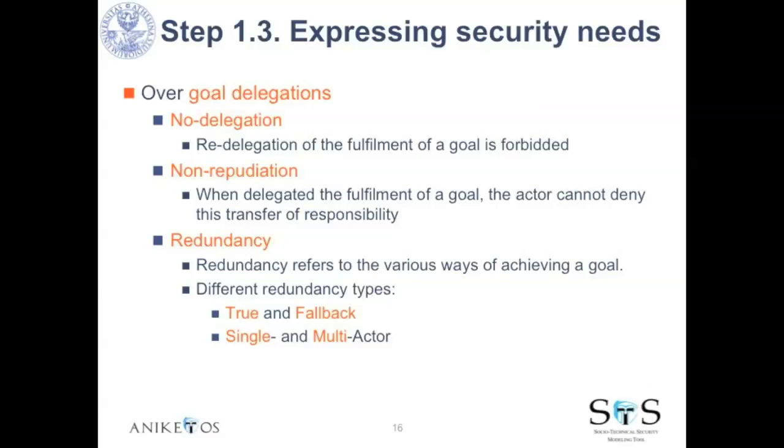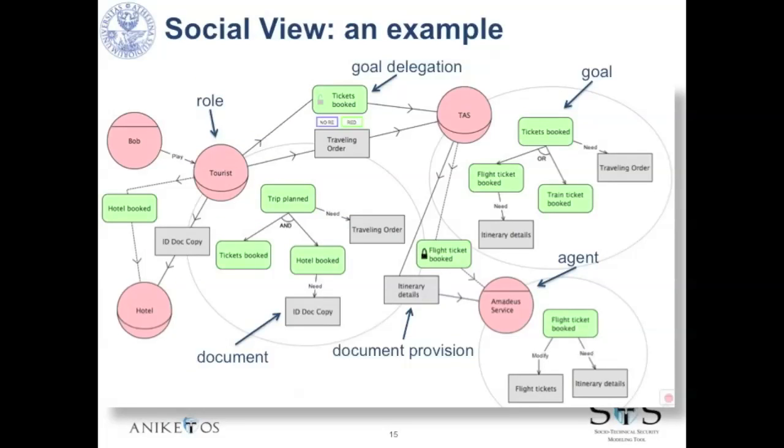A second security need that we support is that of non-repudiation. The security need is important when the actor delegating to the other wants the second party, the delegatee, not to deny he has been delegated the fulfillment of the goal he wants to attain. So he wants the other actor to accept the delegation is occurring. In our example, say when the tourist is relying on the travel agency service to achieve tickets booked, he's requiring the travel agency service to satisfy non-repudiation. So he wants the travel agency service not to deny having been delegated tickets booked.